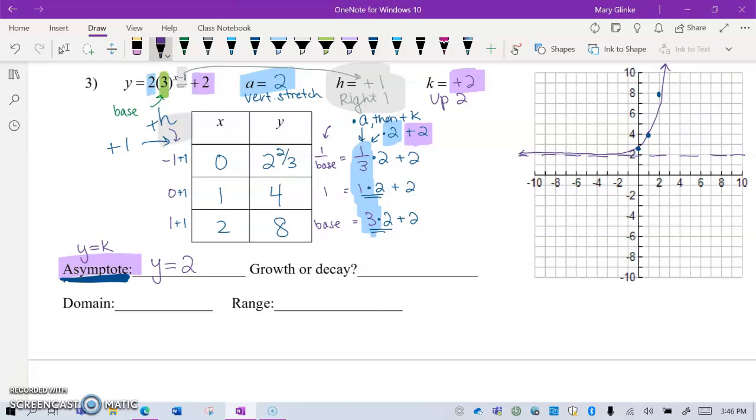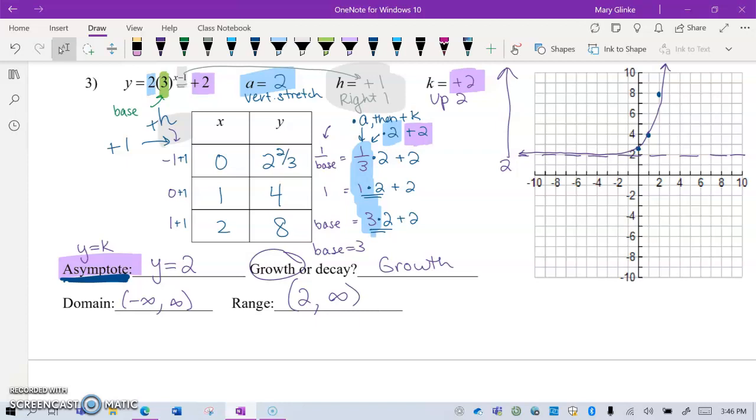Our graph here looks like exponential growth. Our base here was 3, so that all matches up. It is growth. Our domain is -infinity to +infinity. And your range, your graph from low to high, starts at 2, but it doesn't ever touch 2, and it goes up forever. So this is going to be how we tackle all of our exponential graphs.